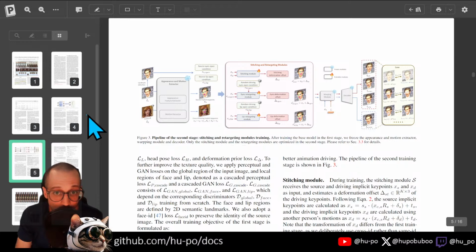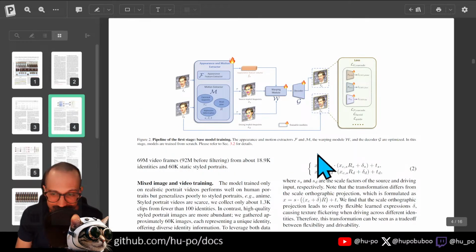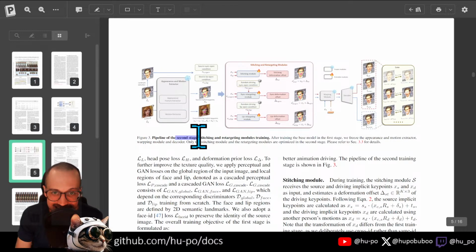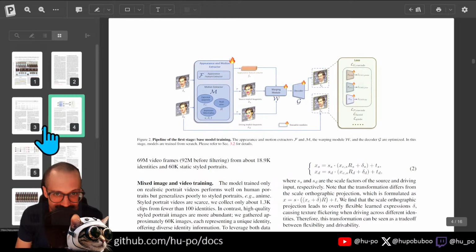Stitching, and it's even more complicated. Look at this, guys. This isn't even the whole thing. This is just the first stage. And then you've got the second stage. Holy shit, dude.